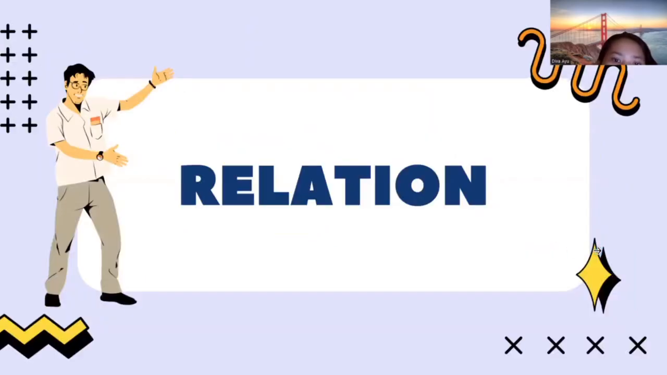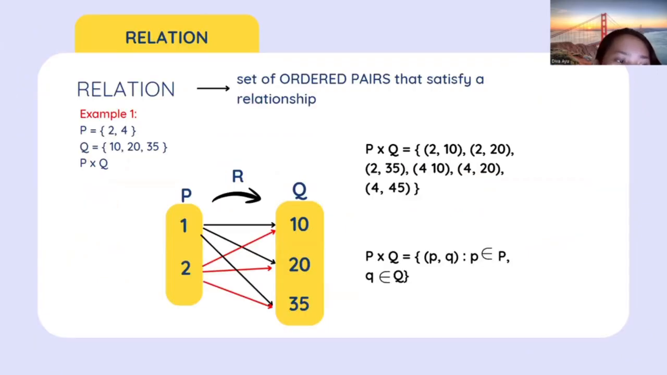Next is relation. So, what is a relation? A relation gives us a set of ordered pairs that satisfy a relationship. Let's understand this using an example of two sets. We have two sets, P and Q. Set P has elements 2 and 4, and set Q has elements 10, 20, and 35.